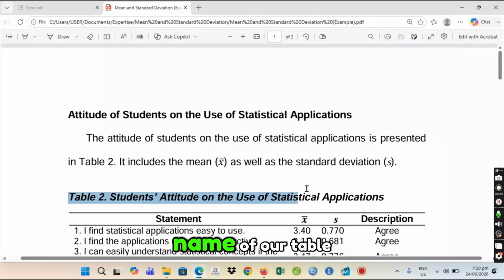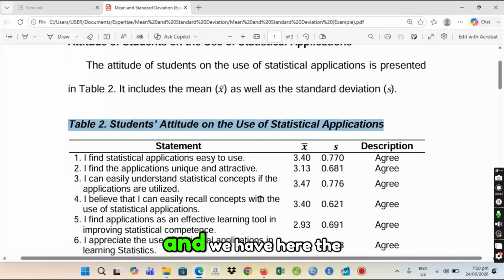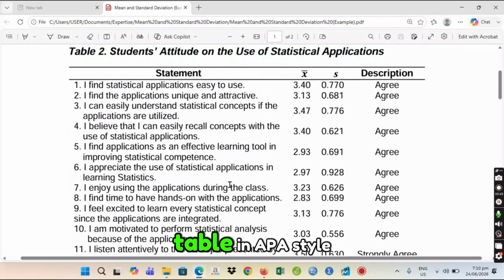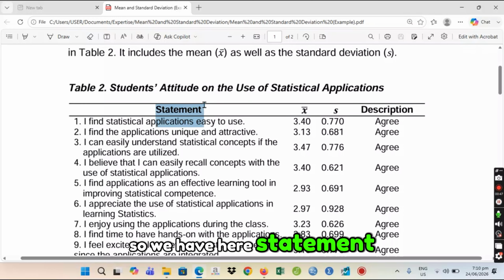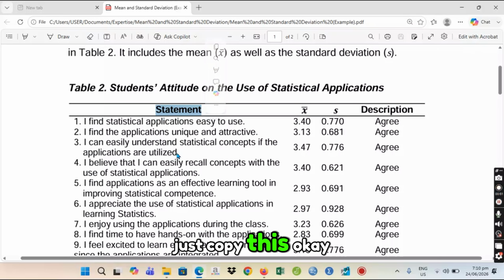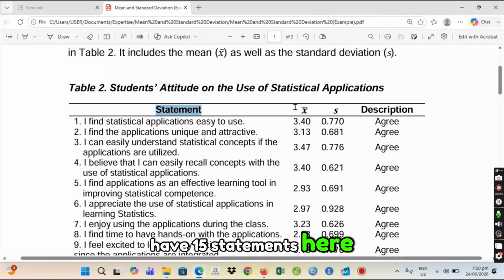And then we have the name of our table. Table 2, students' attitude on the use of statistical applications. And we have here the table in APA style. So we have here the statement. Okay, this statement, just copy this in the instrument. So we have 15 statements here. This one, X bar and s.